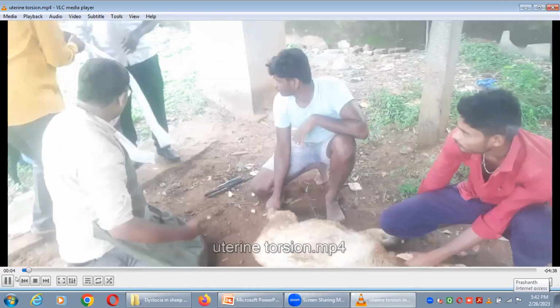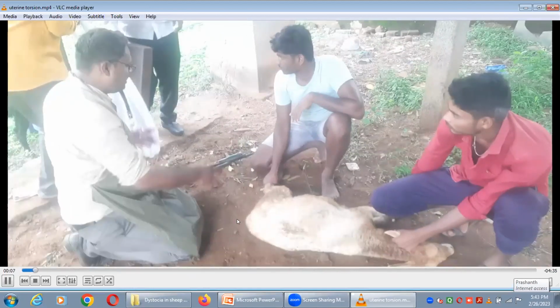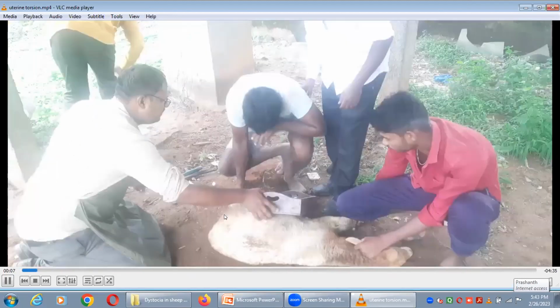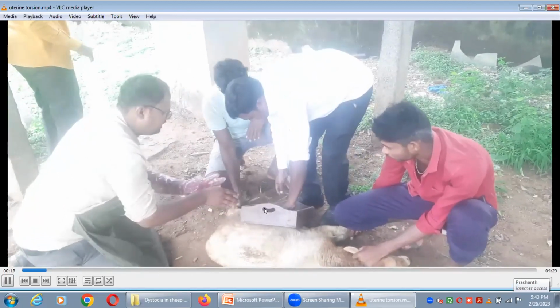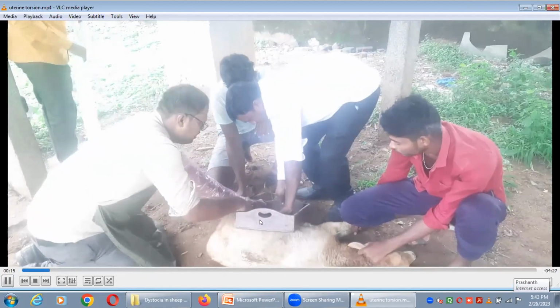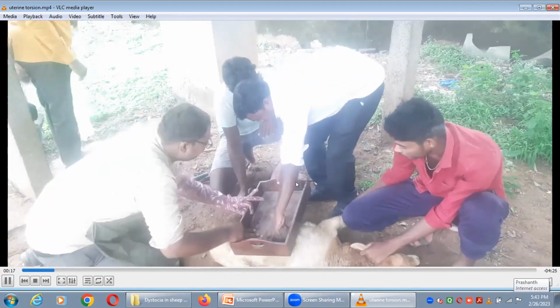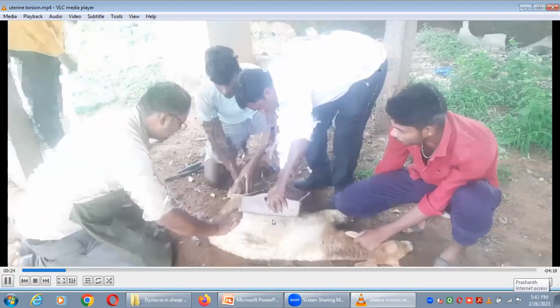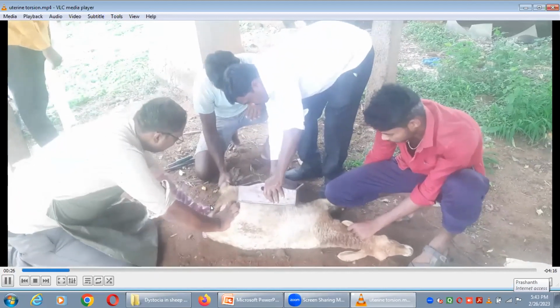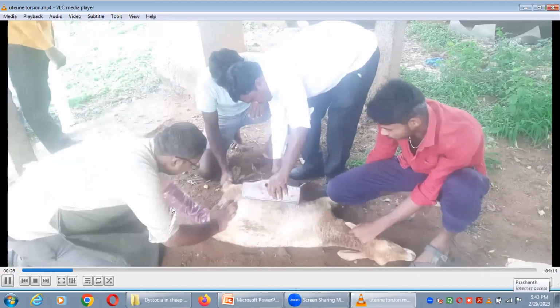First, I took the animal onto the sand pit. This is very important, taking the animal to the sand pit. After confirming the torsion, similar to the large animals, I placed one wooden plank here. I explained to the owner to push the wooden plank onto the animal. Similar to the large animals, we should pass our hand here and examine it.